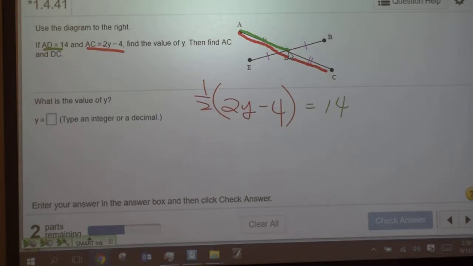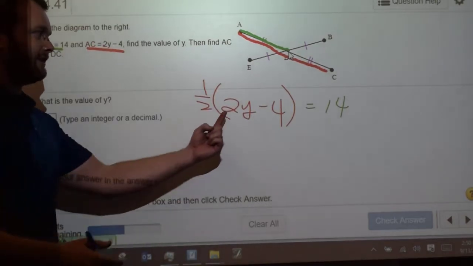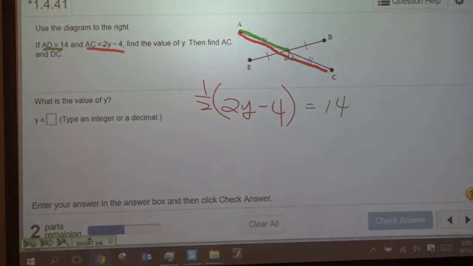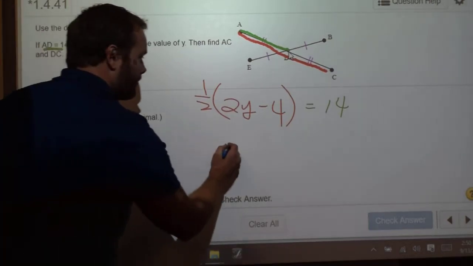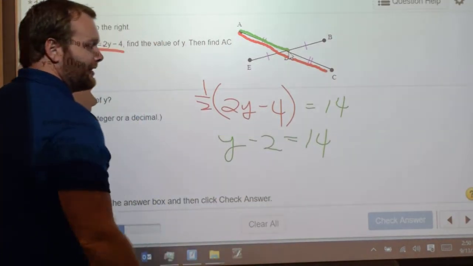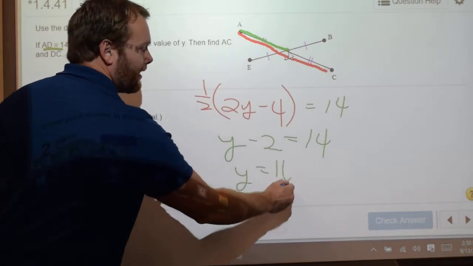Okay? So I would tell you that this is okay to do. But I see that both those numbers are even. And when I distribute that 1/2, doesn't it make that really easy? Yes. Half of 2 is 1. Half of -4 is -2. Got my 14, add 2 to both sides, I get 16.